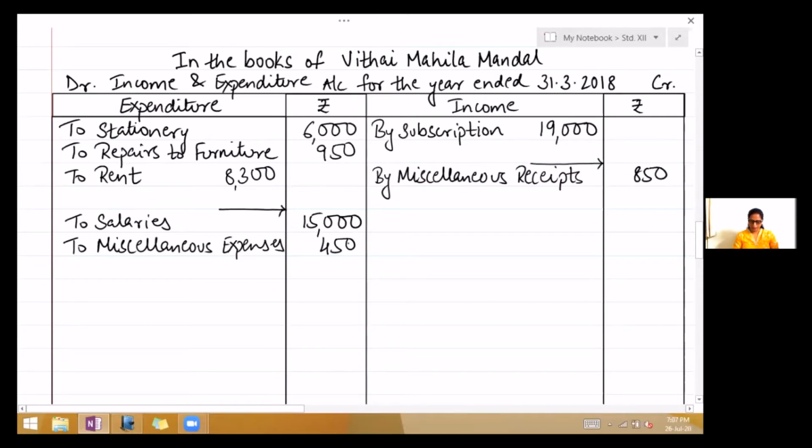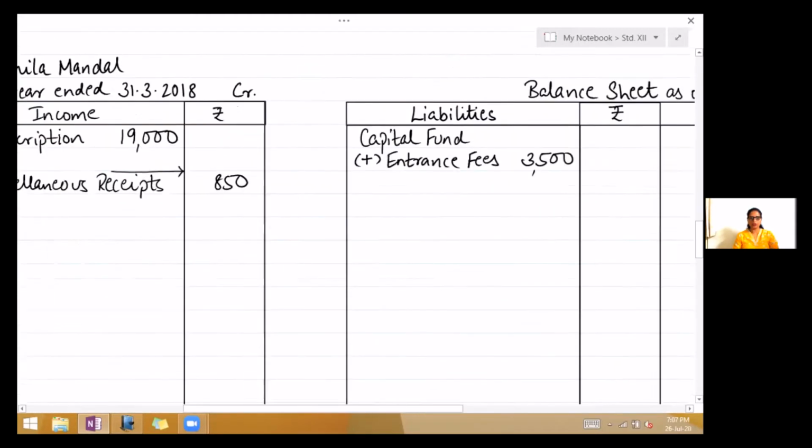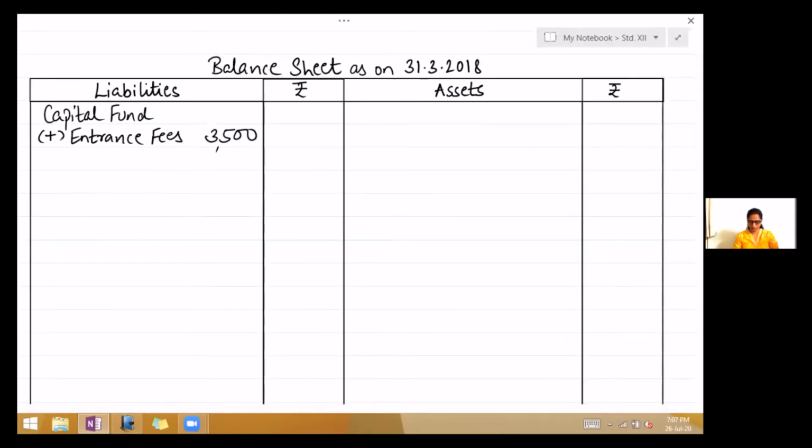And the last is by balance carried down, cash in hand, cash at bank. So these are assets. So you will show it on the asset side of the balance sheet. Cash in hand 1,650. Cash at bank 14,000. Okay, we have finished with the receipts and payments account.